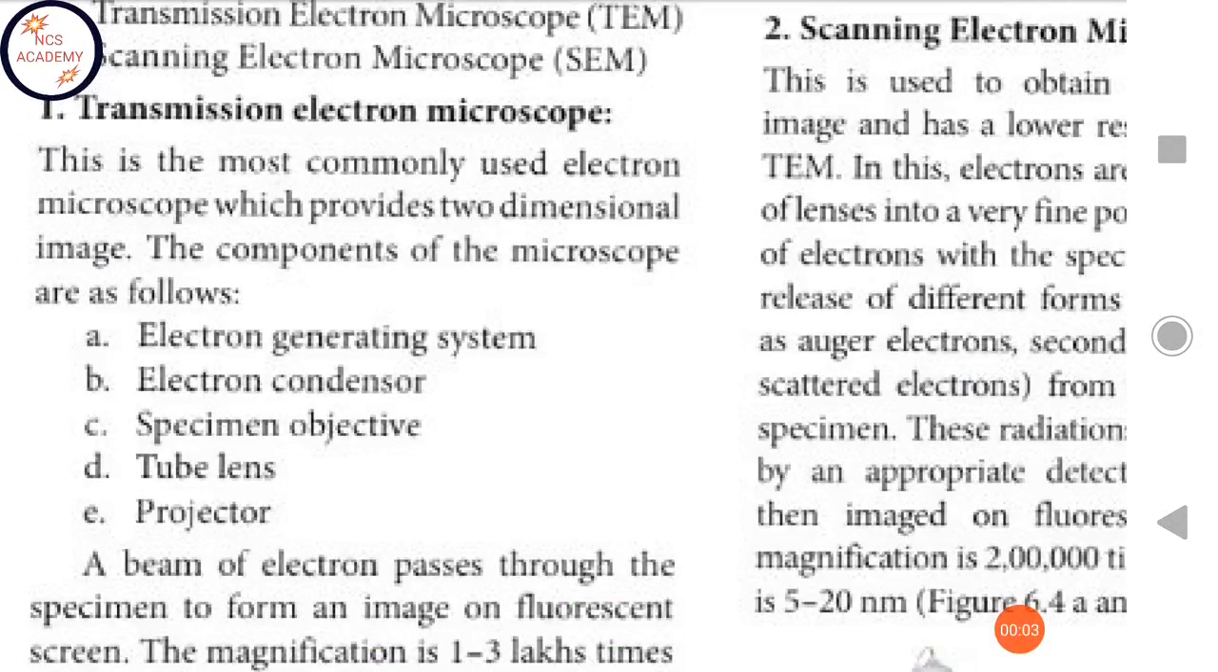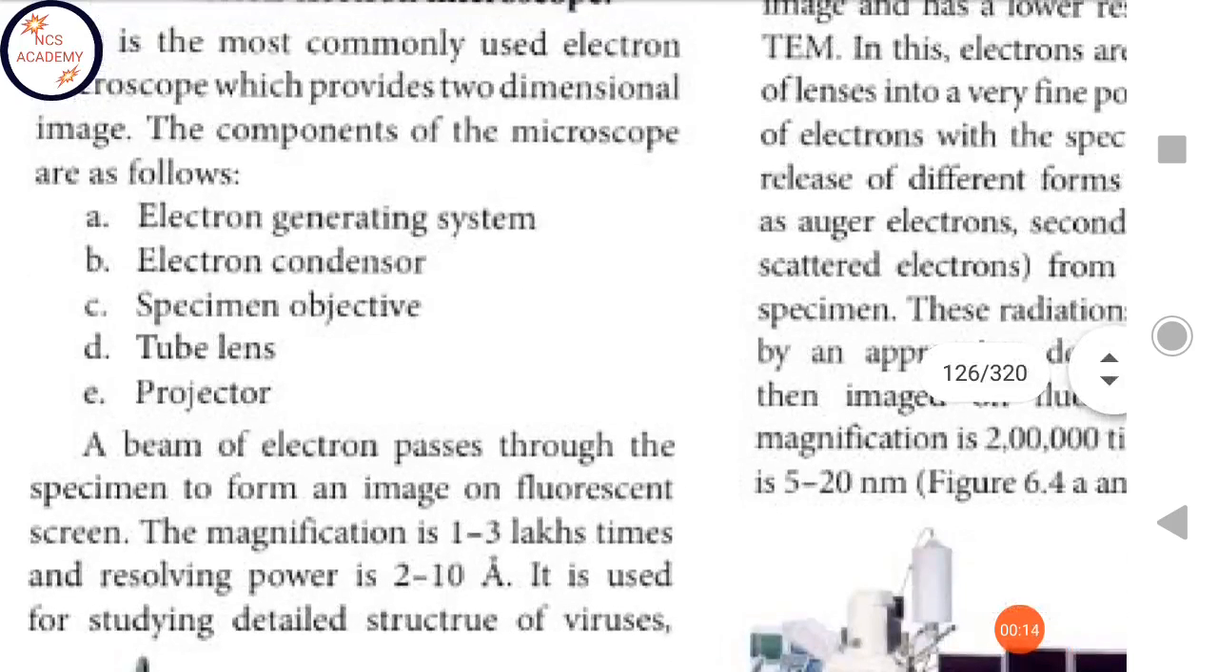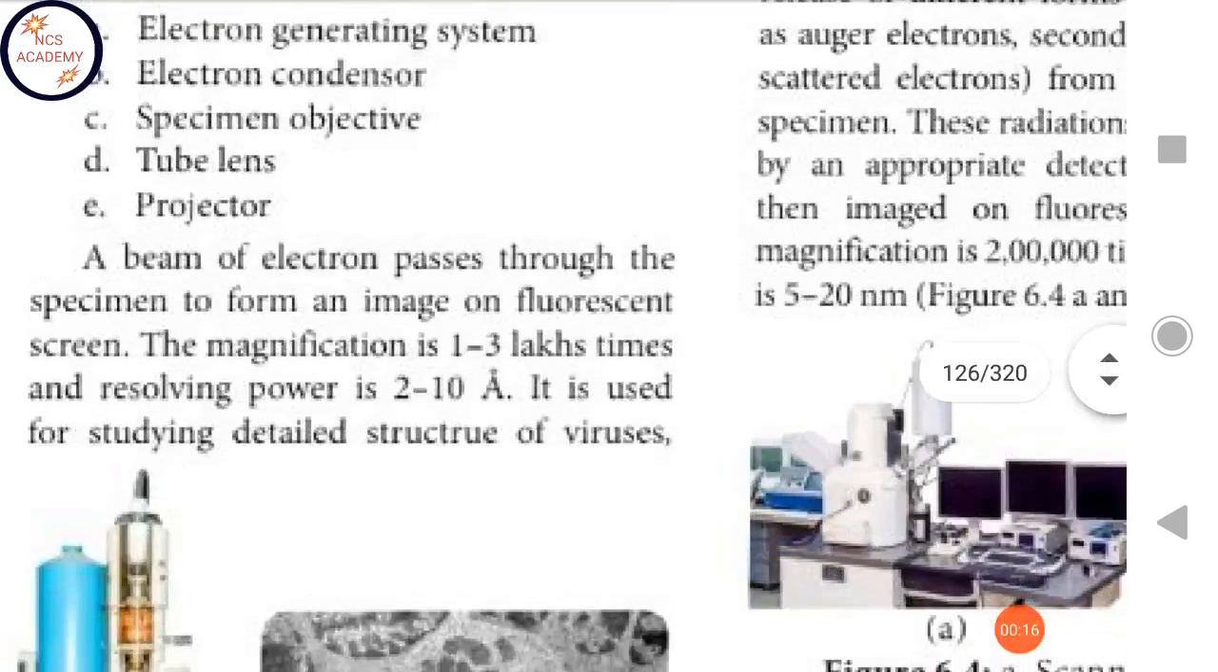Bring out the significance of transmission electron microscope. This is the most commonly used electron microscope, which provides two-dimensional images. Here, the beam of electrons passes through the specimen to form an image on a fluorescent screen. The magnification is 1 to 3 lakh times and the resolving power is 2 to 10 angstrom.